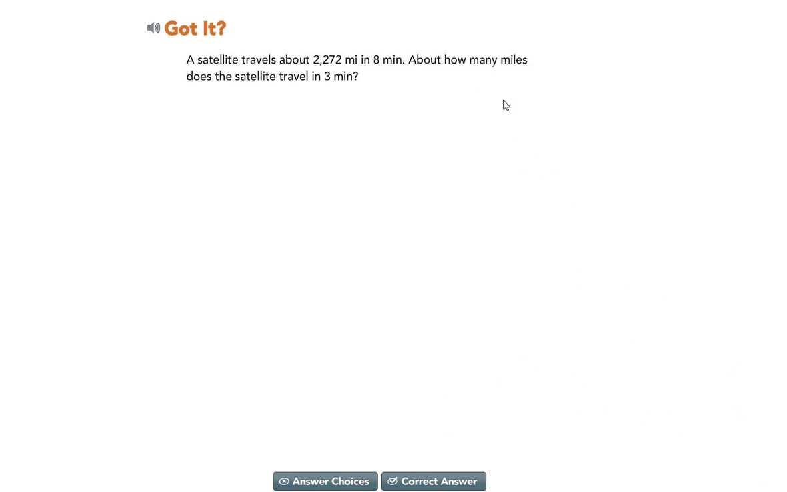Now in your workbooks on page 148, you need to solve the Got It problem for part 3. A satellite travels about 2,272 miles in 8 minutes. About how many miles does a satellite travel in 3 minutes? Remember, you need to find how many miles the satellite will travel in 1 minute, and then you can find out how far the satellite will travel in 3 minutes.